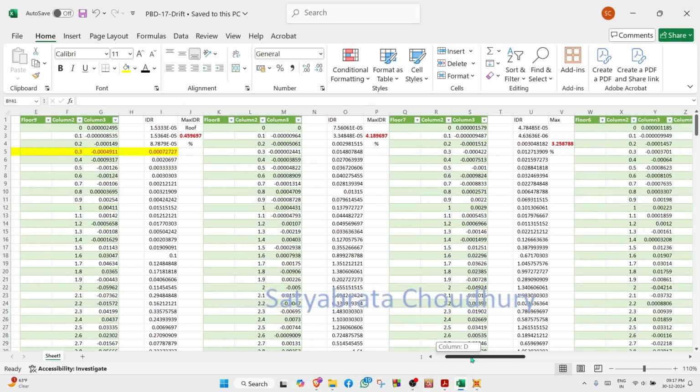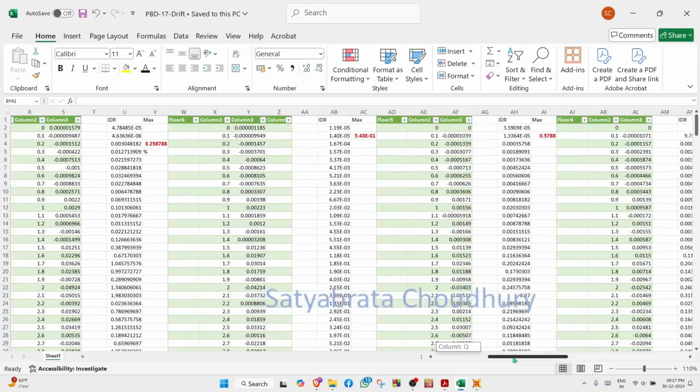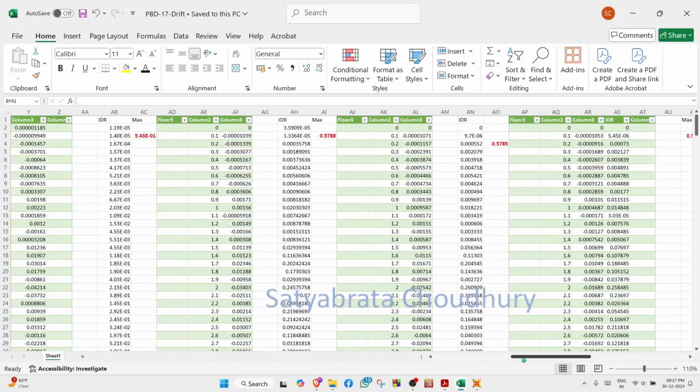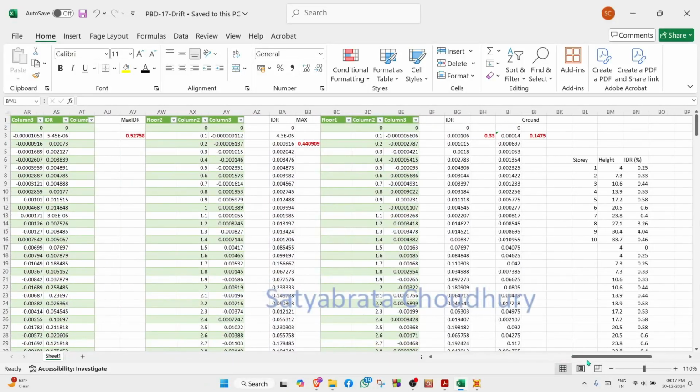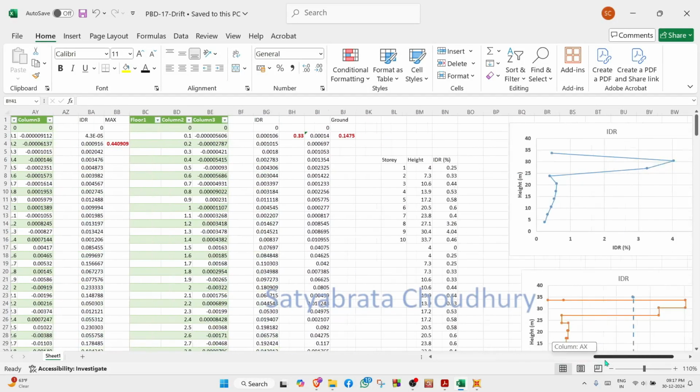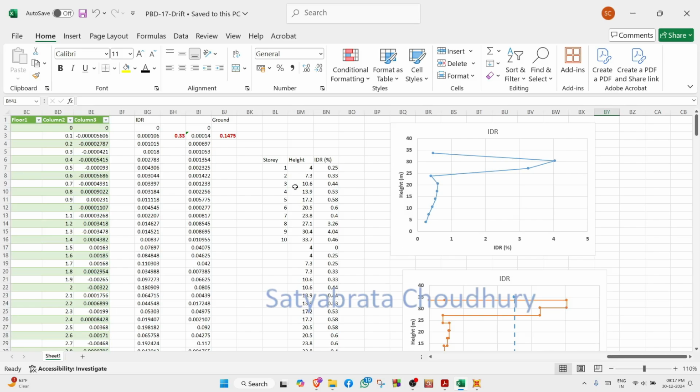Similarly, the interstory drift ratio between all the floors has been obtained, and finally we want to plot these interstory drift ratios in a graph. So these are the story and the height of the stories and the inter-story drift ratio in percentage as we have obtained from these previous calculations, shown here. So this is called the inter-story drift diagram.